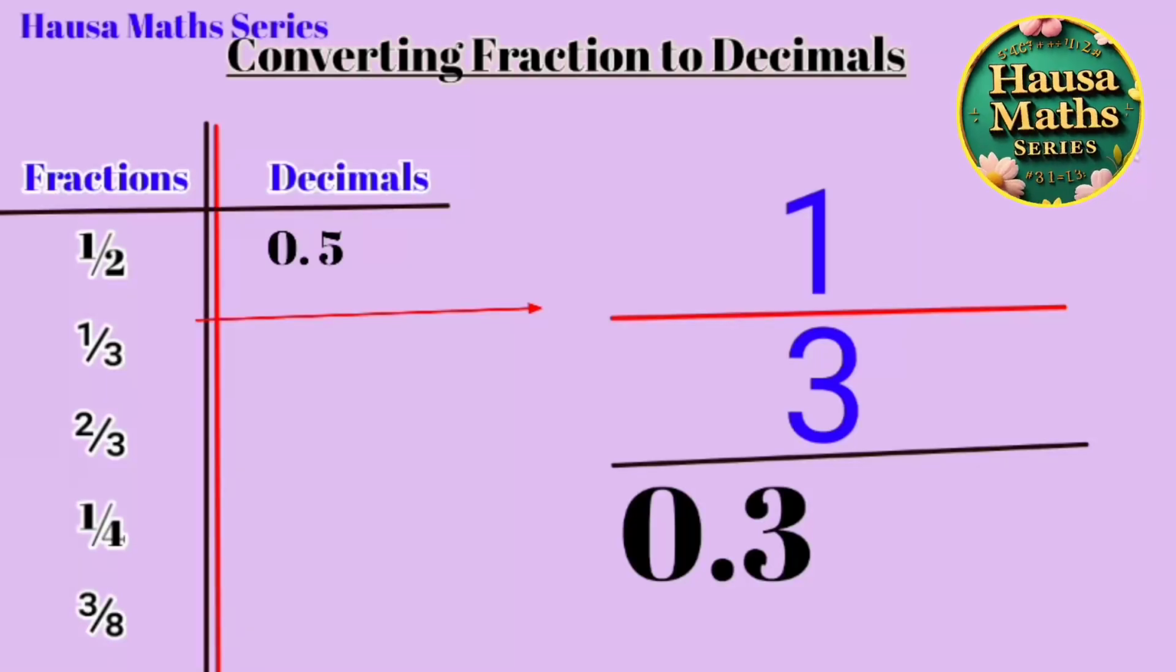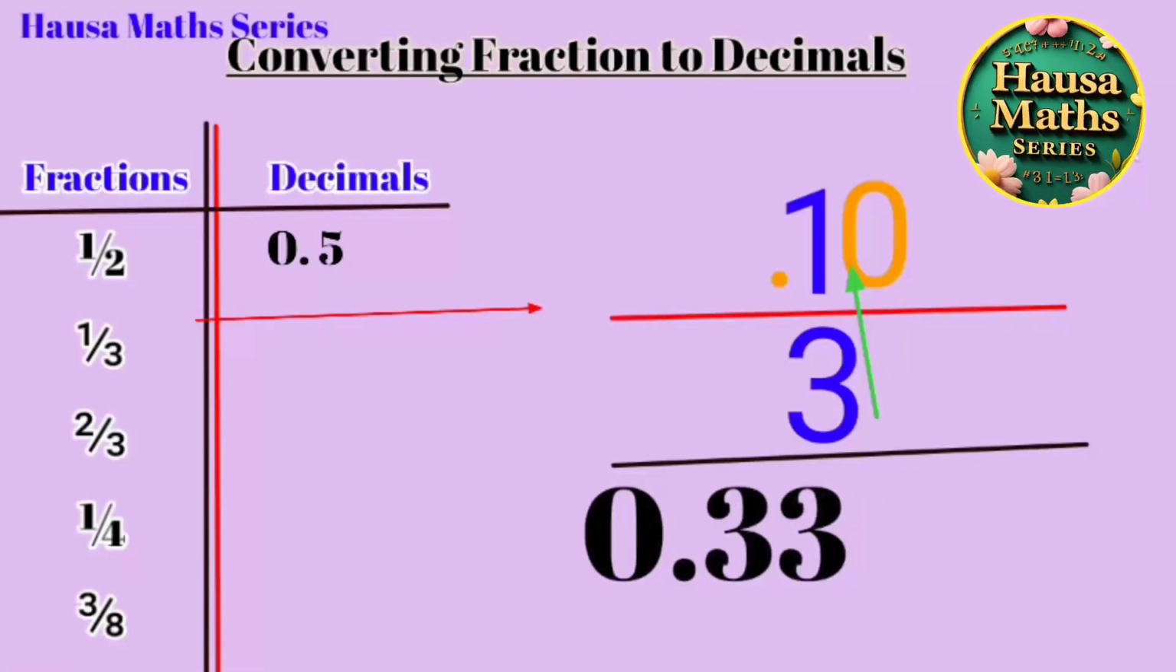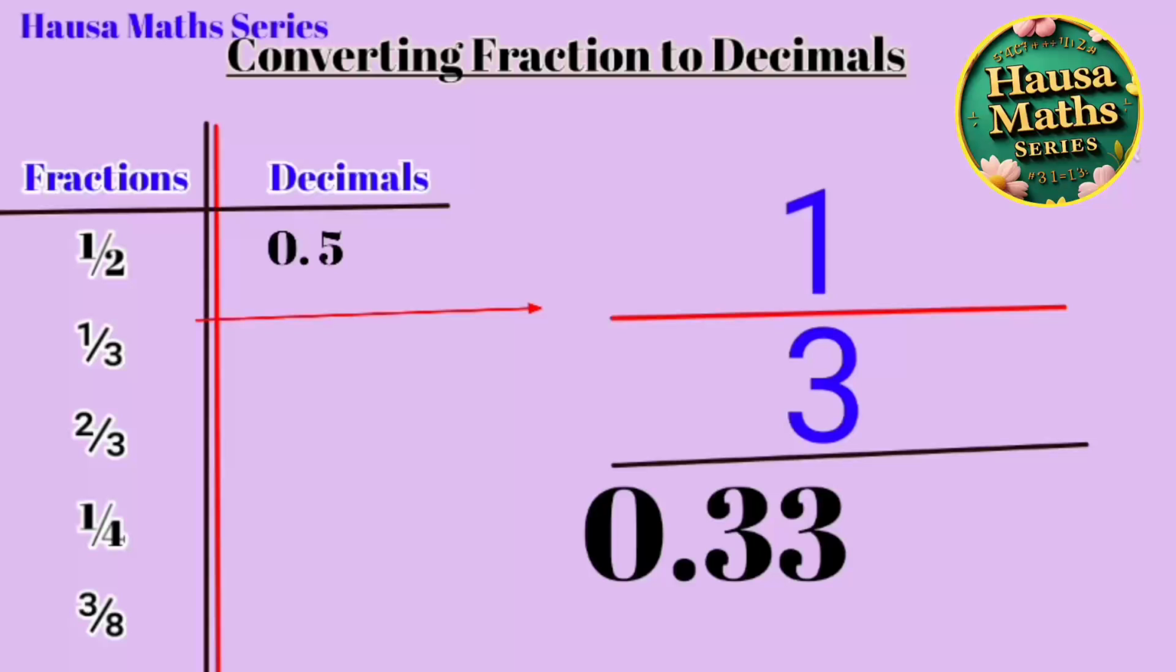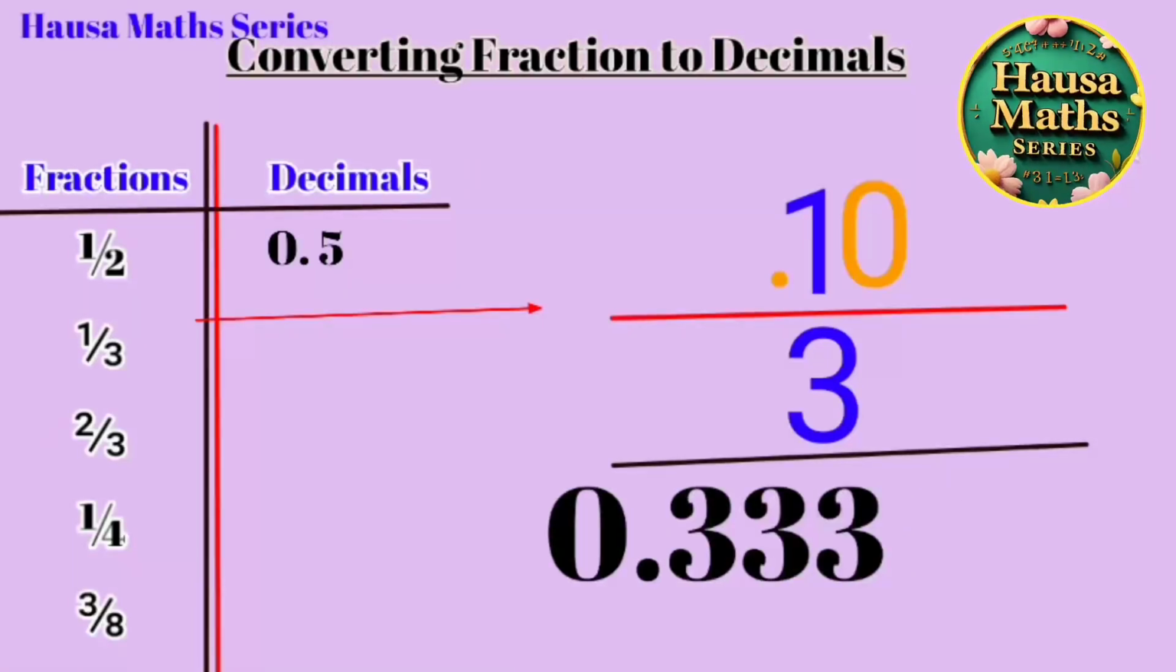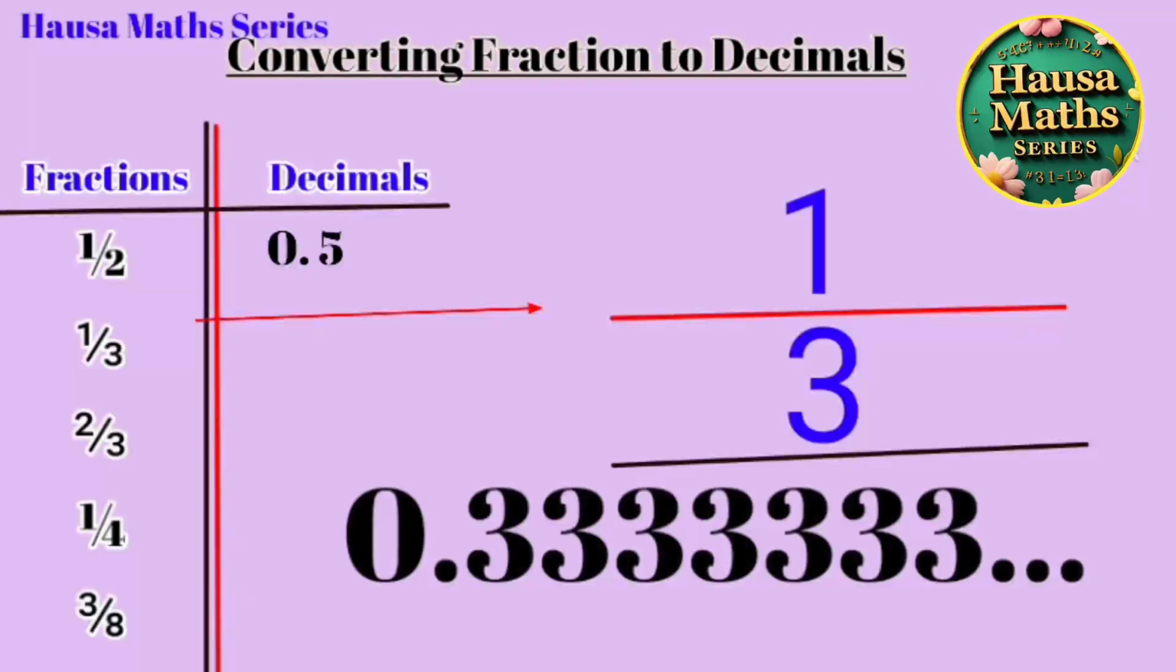Now we have 3 in 10, we have another 3, then we have 0.33. Also, we are going to have another 0. So that's how we are getting this 3 repeatedly. So 1 over 3 is 0.333 without an end. It keeps repeating, although this one is a rational number.